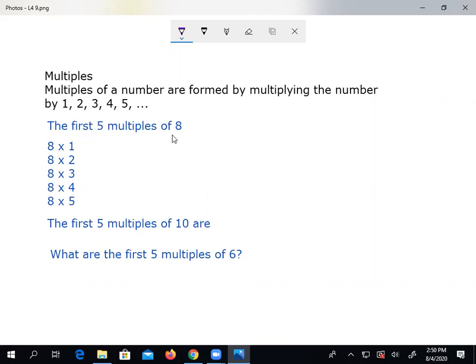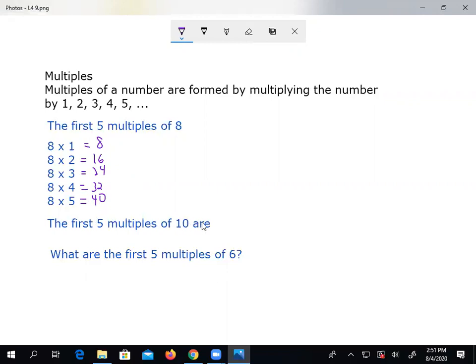So the first 5 multiples of 8, well, 8 times 1 would be 8. 8 times 2 would be 16. 8 times 3 is 24. And again, you could be using your little math trick there to get these listed. 8 times 4 is 32. And 8 times 5 is 40. So that would be your first 5 multiples of 8. So to get your multiples of 8, you just multiply 8 by 1, 8 by 2, 8 by 3, 8 by 4, 8 by 5. And that's how you form multiples.